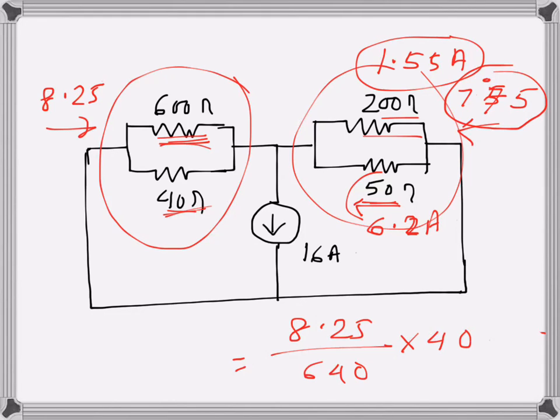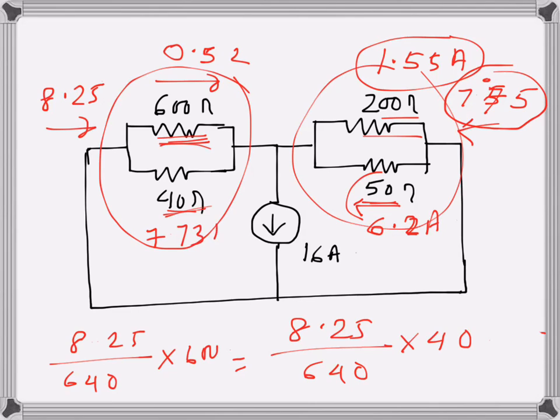So that will give me 0.52 in this direction, and the other current is actually 7.73. So if I do 8.25 over 640 times 600, the current through the 600 ohms resistance will be 7.73 amps. So these are the respective currents through the resistances.